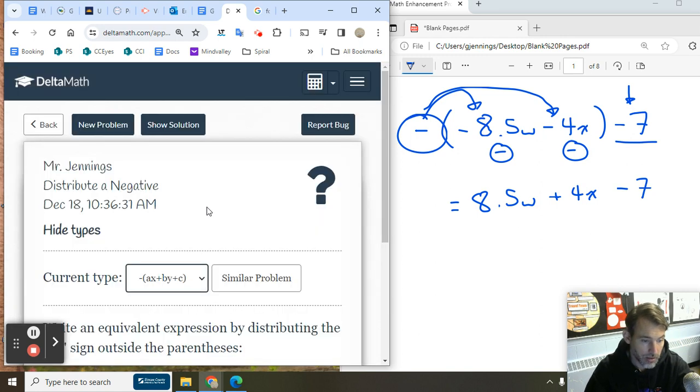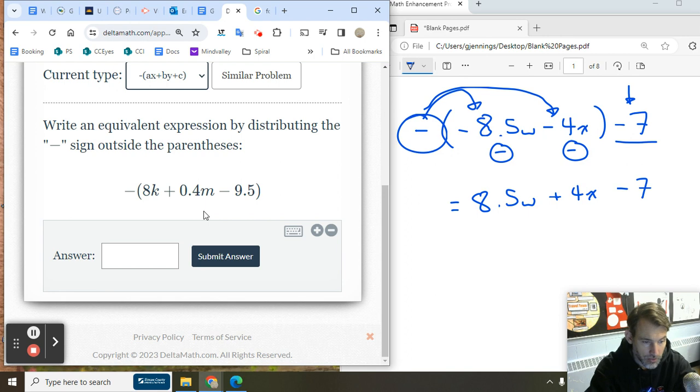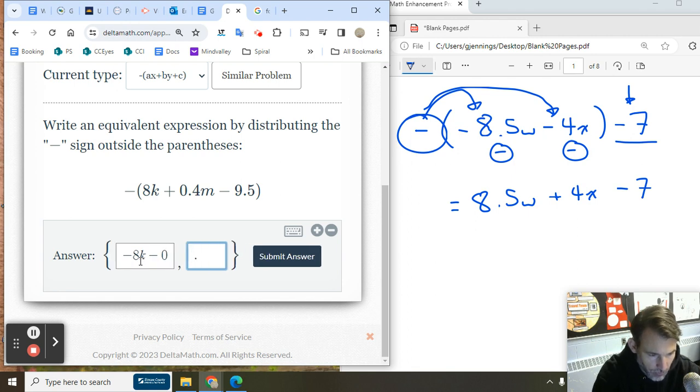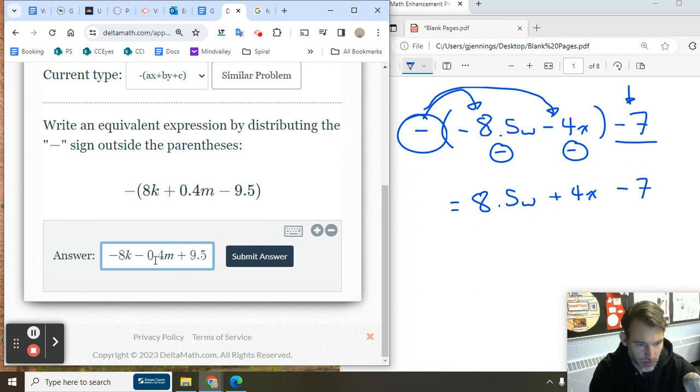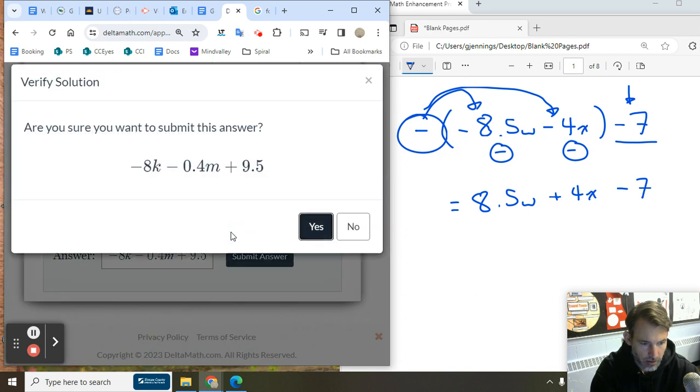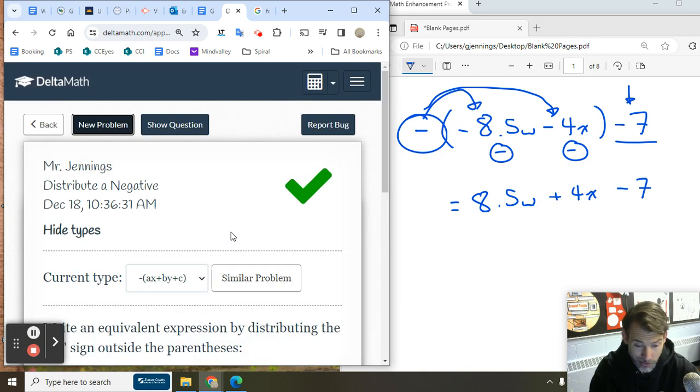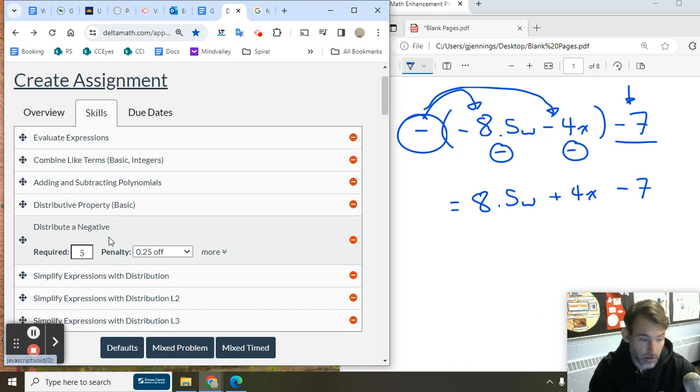Well, let's try this one. I just flipped the signs. Watch what I do. Negative 8k minus 0.4, oh no, that was an unfortunate typo, m plus 9.5. See how I just flipped every sign in that bracket? That's all I need to do. If you don't need to write it out, don't write it out. Just do it. That's how you distribute a negative. Very quick skill, but very important, and so often students are going to get that wrong.